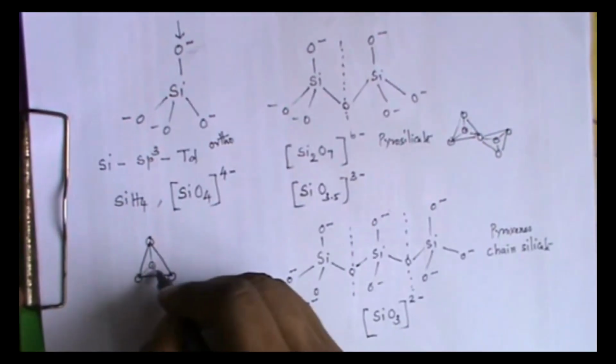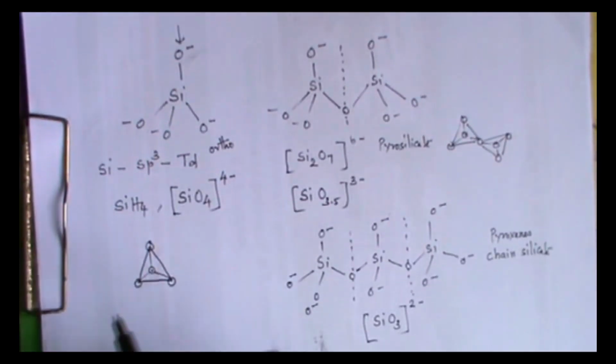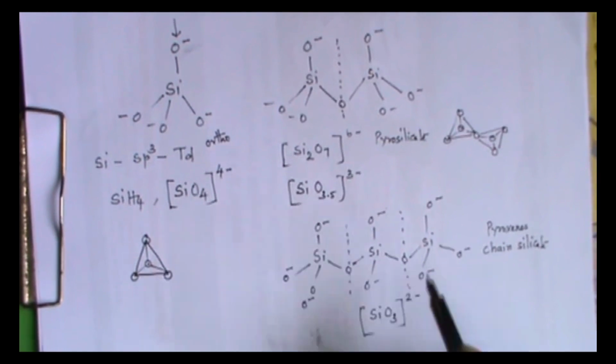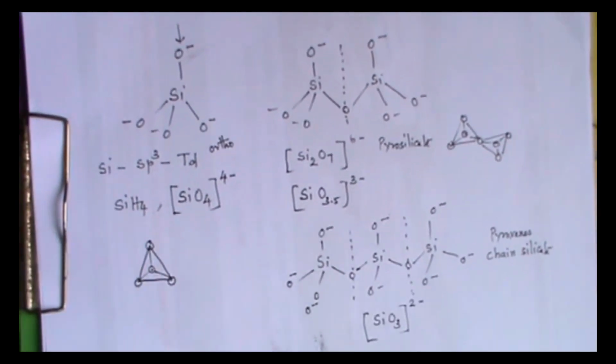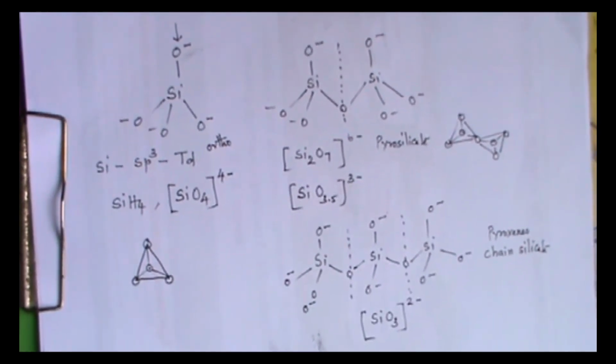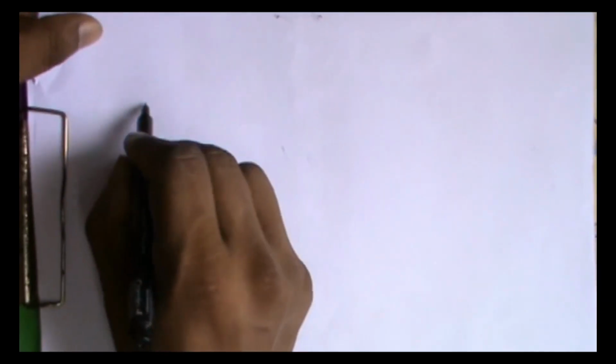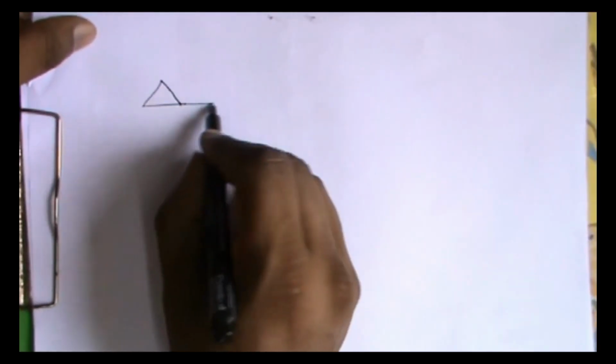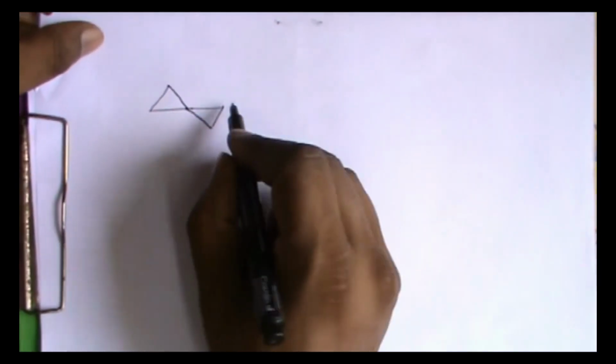Sorry, it is also possible to join like this. There is a bond between silicon and oxygen atom. The structure of pyroxene has been given in the question itself. You can follow that. Say we have a double chain. In pyroxene we have only a single chain. Suppose there is a double chain.